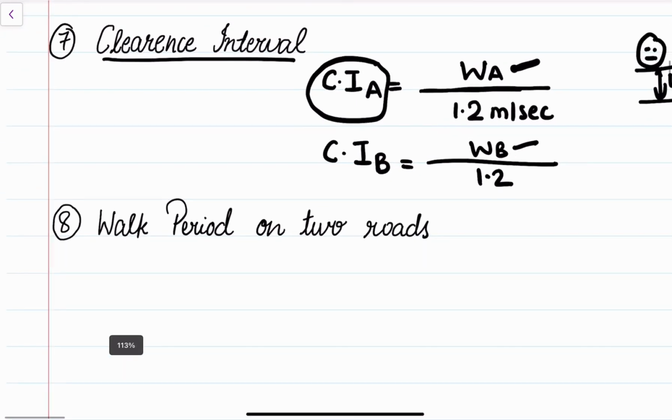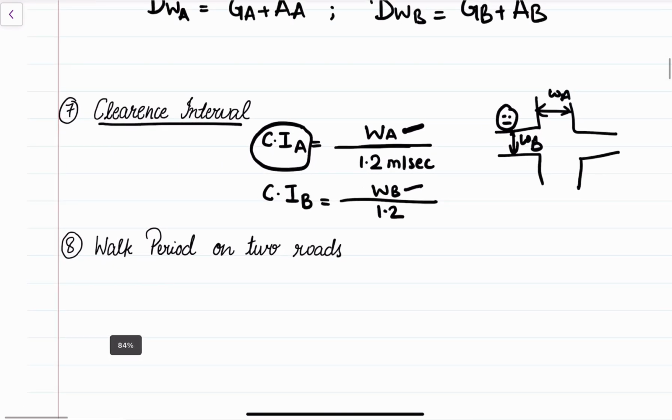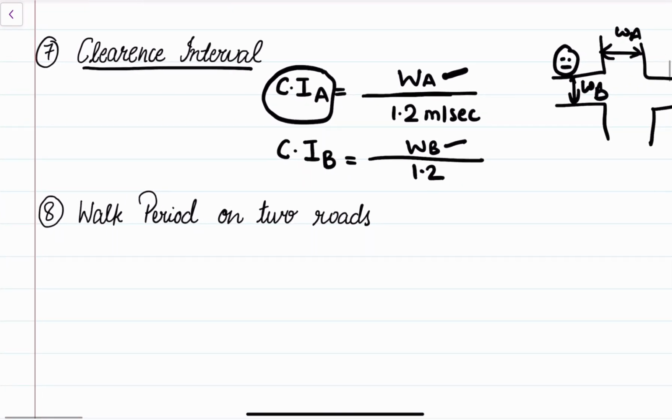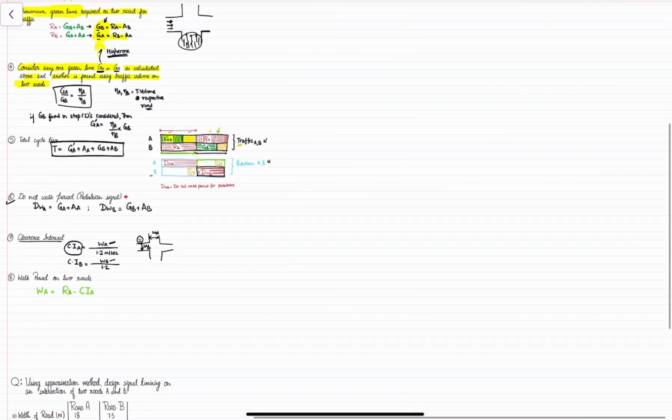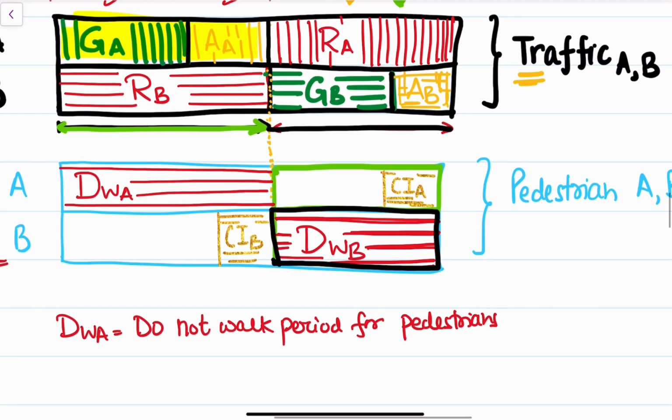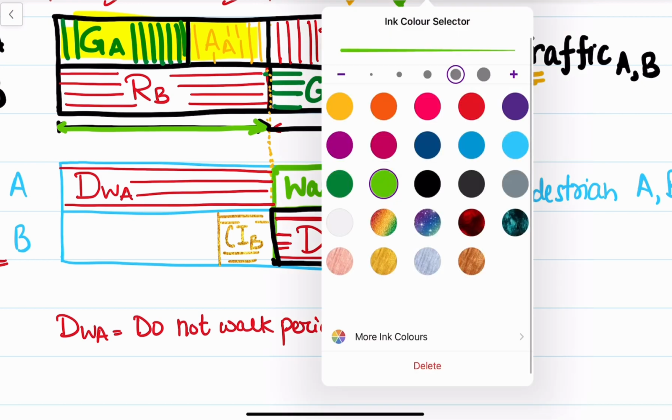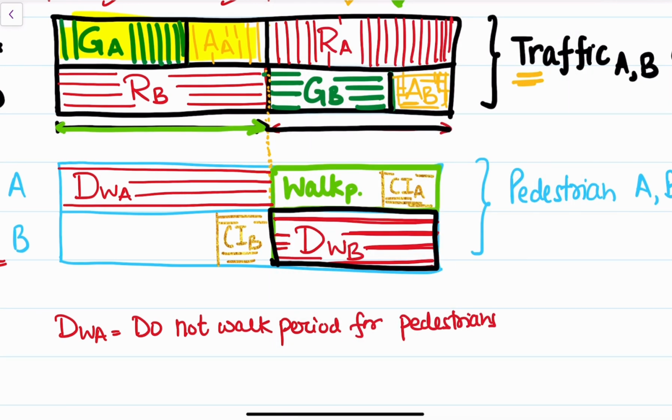So this is a kind of clearance interval time for the pedestrian. Then if I say what is the walk period on the two roads? The walk period for the pedestrians at road A will be red time at A minus the clearance interval at road A. If you look here, this is the walk period.